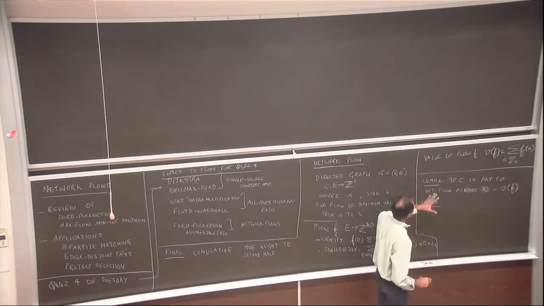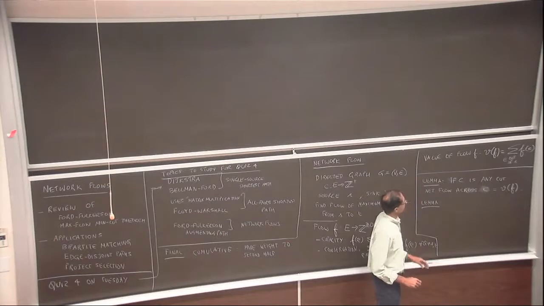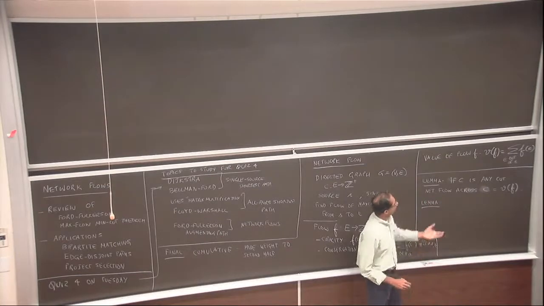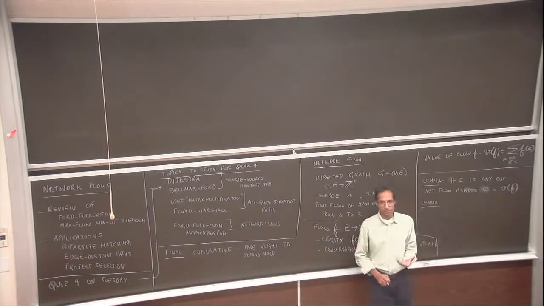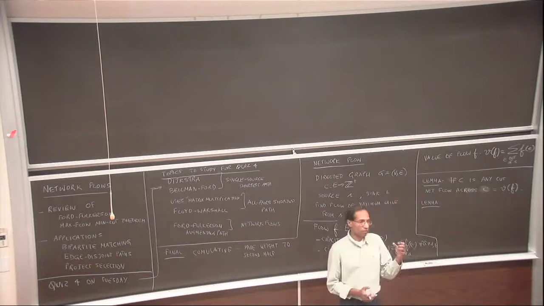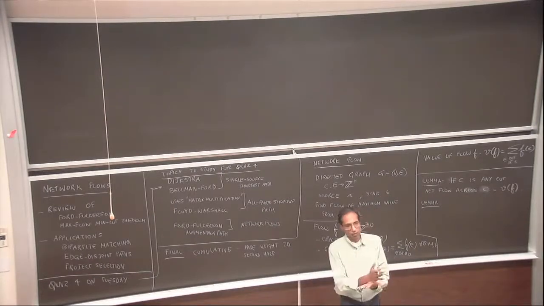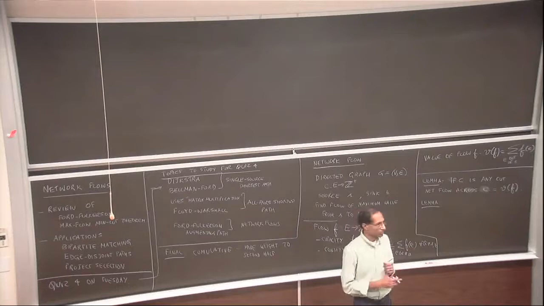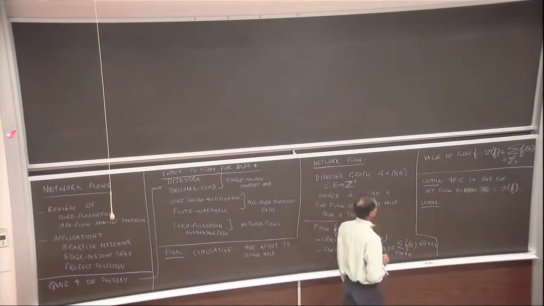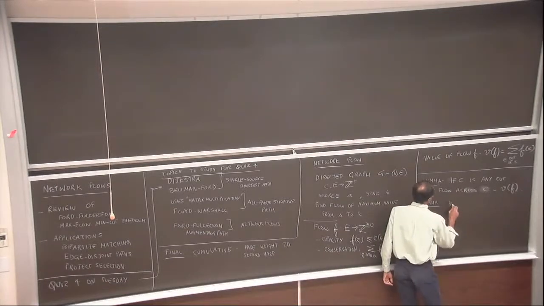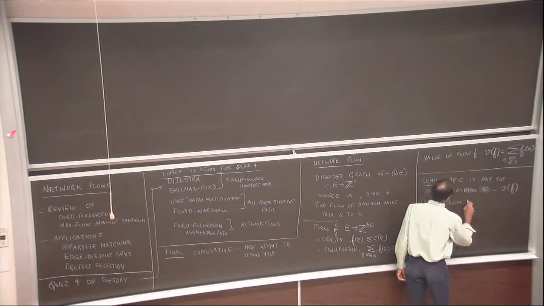Okay, so one implication of all of this is that the value of the flow is exactly the same as if you count the stuff going out of S, or the stuff going into T, or the stuff going across any kind of cut.